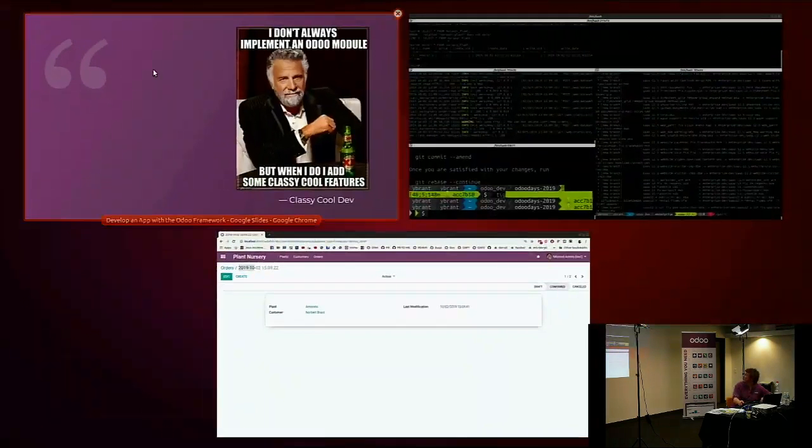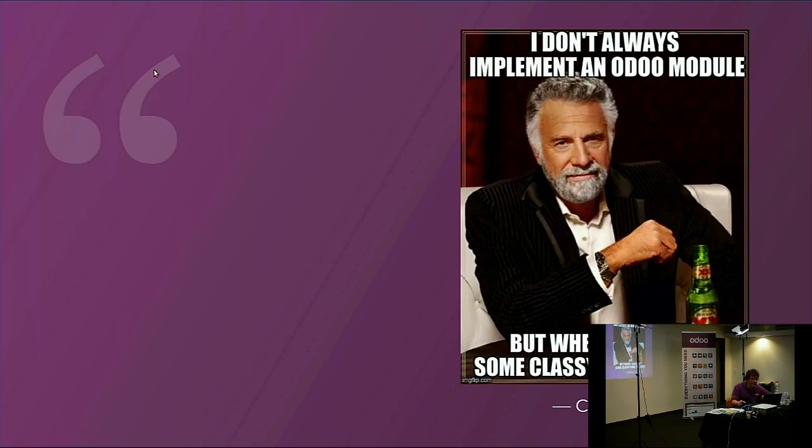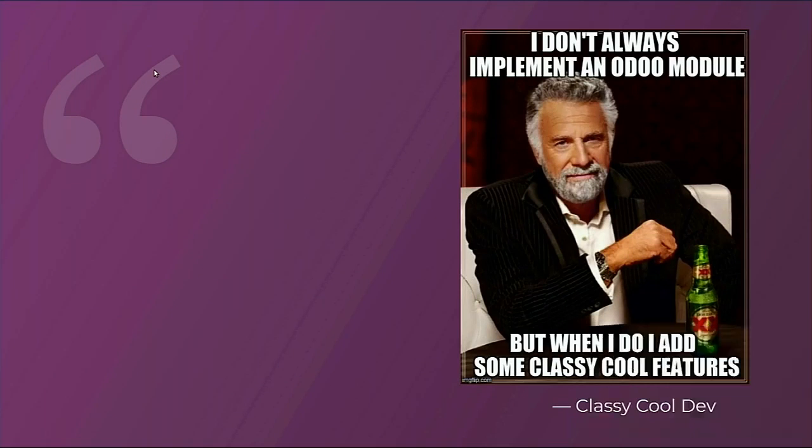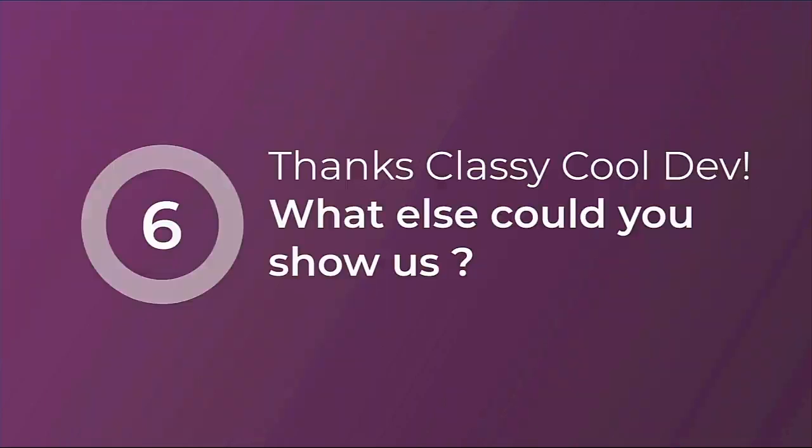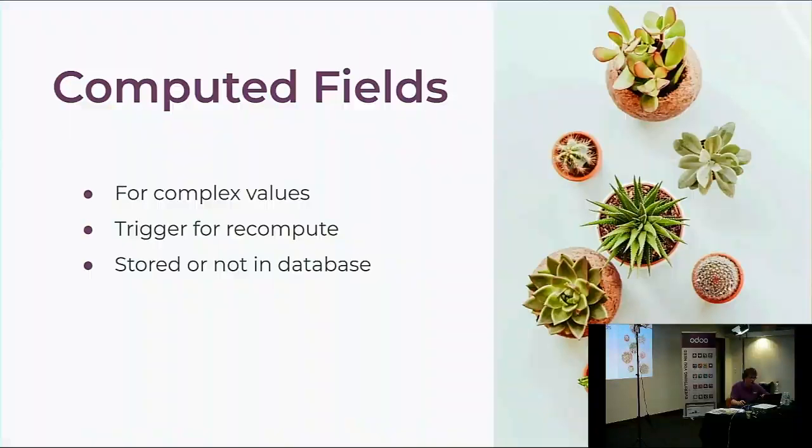Okay. Here is classical dev again. I don't always implement an Odoo module, but when I do, I add some classical features. So here, basically, you have seen all the basic information that I wanted to show you, but now we will see advanced features and see what we can do to go further. So thanks, classical dev. What else could you show us?